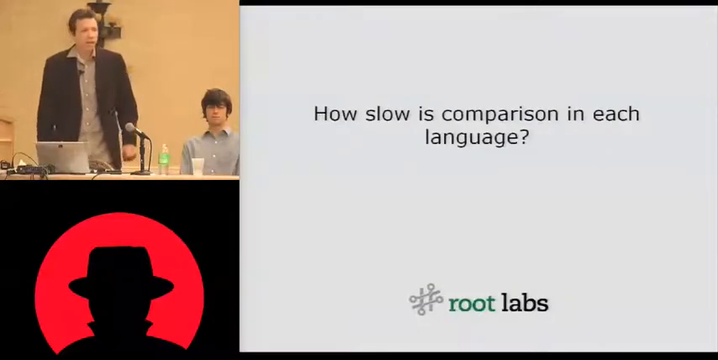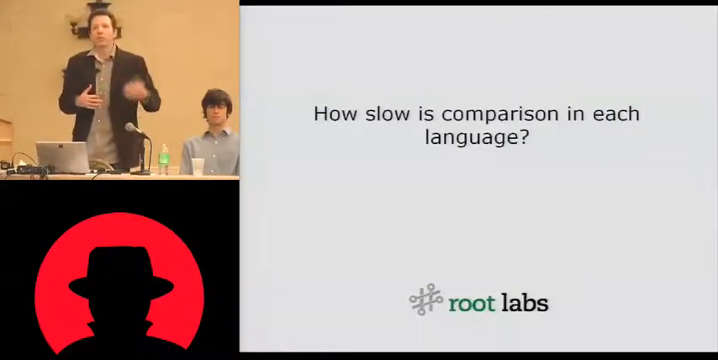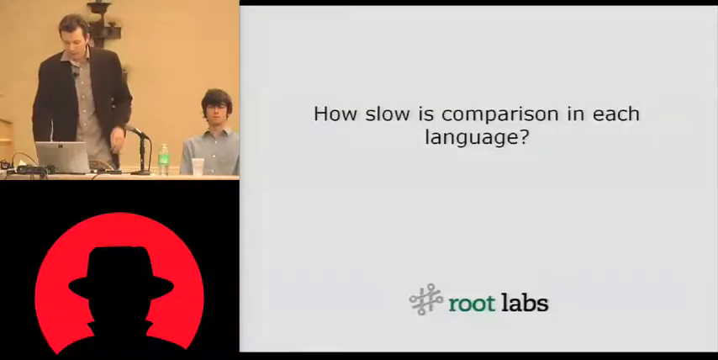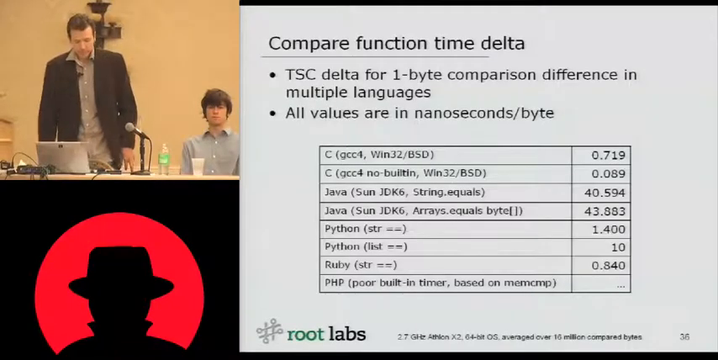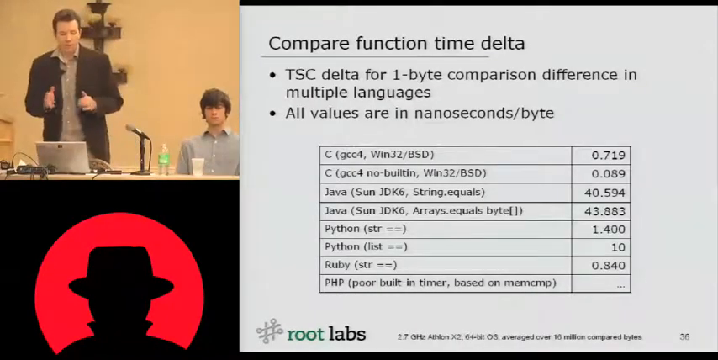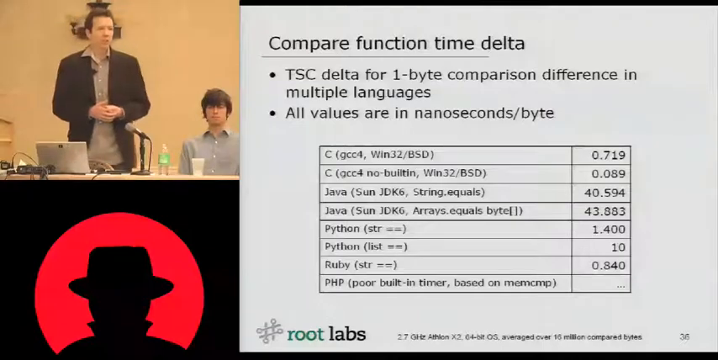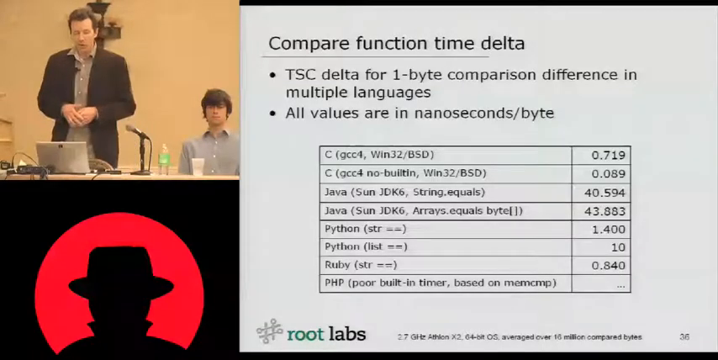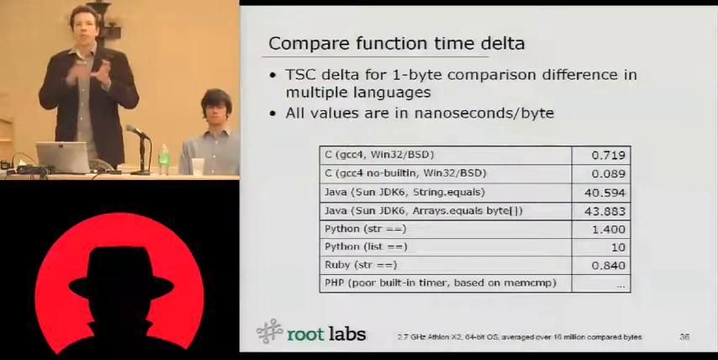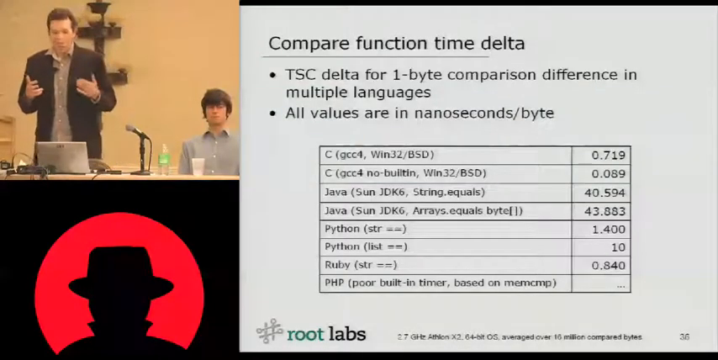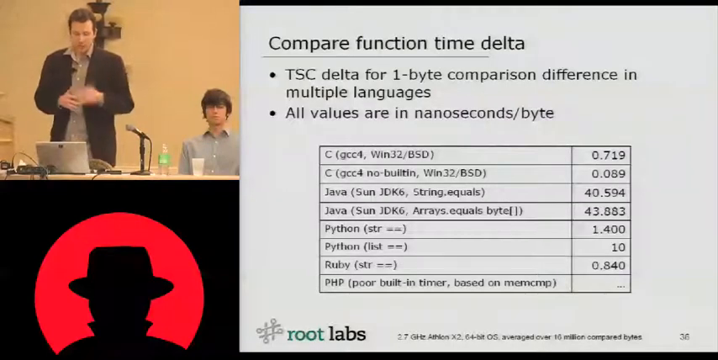So let's look now. We've looked at vantage points and said, okay, what's the minimal distinguishability from different vantage points for a given number of samples? Let's look at comparisons in different languages and see how exploitable these are. So we took some basic CPU tests of a comparison operator in multiple languages and multiple types of comparisons. And what we did was we generated a TSC delta for a 1-byte comparison difference. So one value would be A, and the next would be AB, for instance. And we would see how long that took in terms of difference between just the A versus AB.